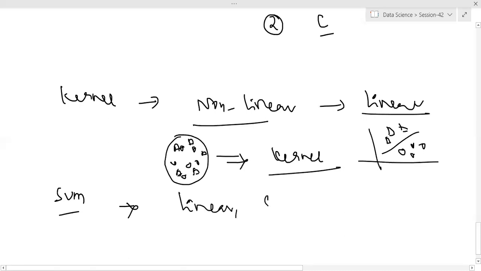Linear, sigmoid, polynomial, and RBF, radial basis function.